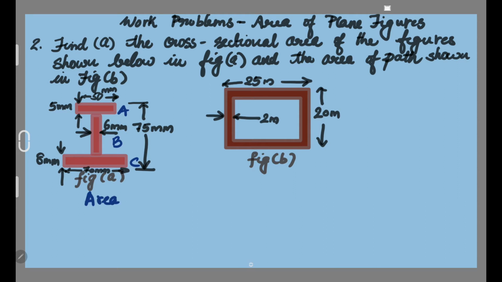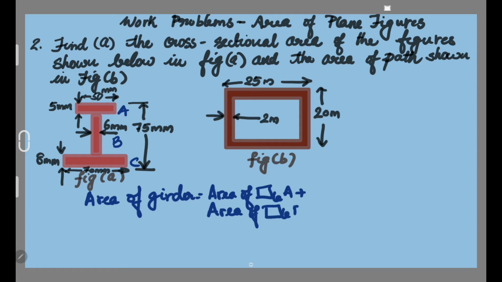So area of this girder is area of rectangle A plus area of rectangle B plus area of rectangle C. Okay, so let's directly find that. Area of rectangle A, you know the length. The length is given as 50 millimeter and the breadth is 5 millimeter. So 50 into 5, which will give you 250 millimeter square is the area of rectangle A.